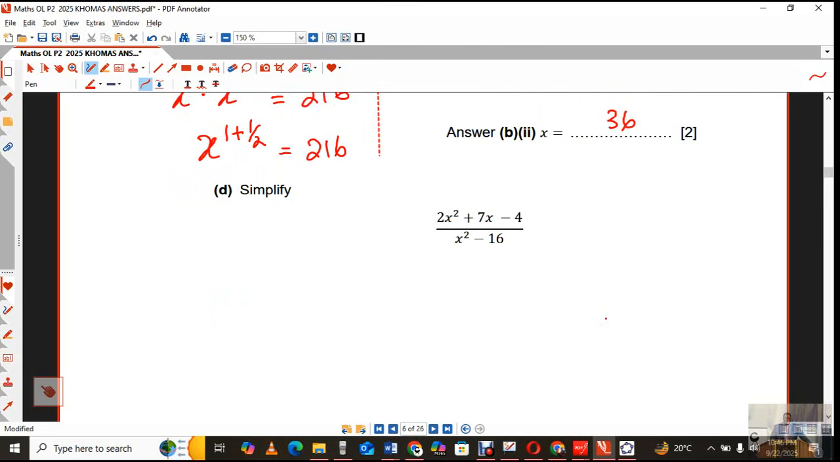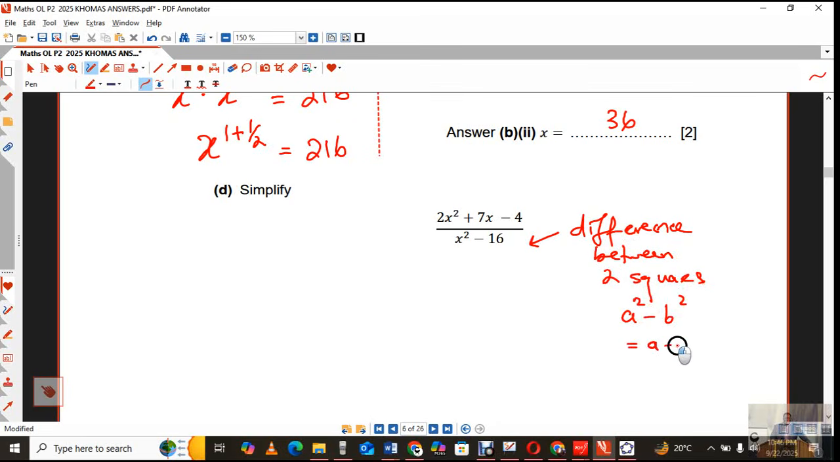Right, question D, you are supposed to simplify. Now, the denominator is quite easy to spot. That is the difference of two squares, or between two squares, okay? So it's in the form a squared minus b squared, which is a minus b and a plus b. So if you look at the denominator, it becomes nothing but x squared minus 4 squared, okay, because 16 is 4 squared.